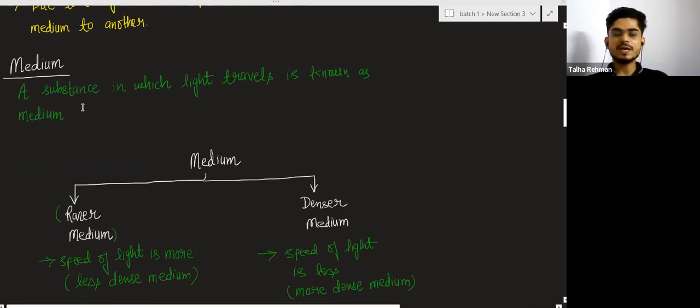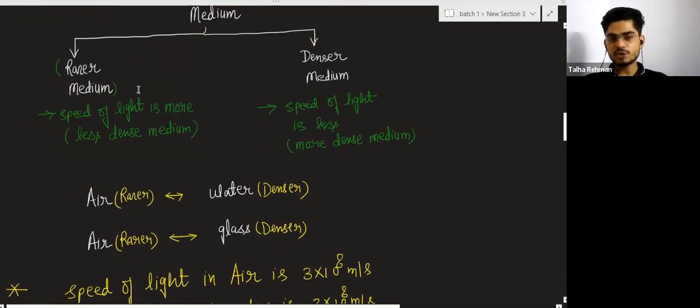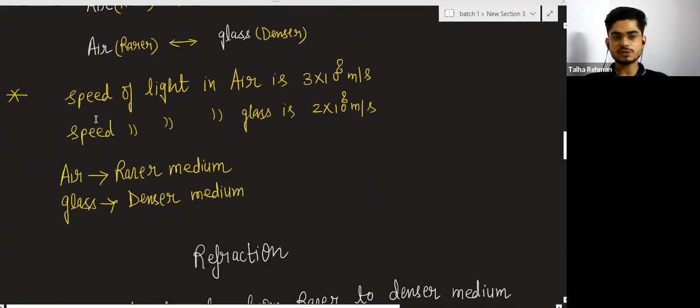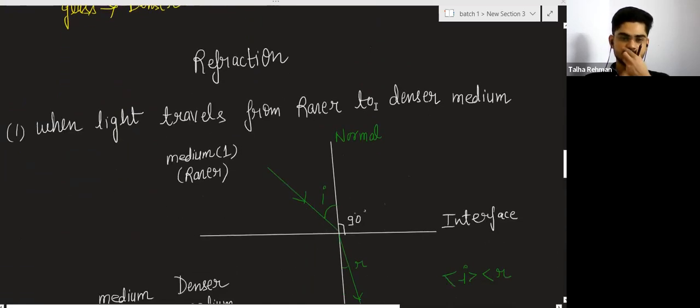And what is a medium? A substance in which the light can travel. There are two types of medium, rarer medium and denser medium. In a rarer medium, speed of light is more. In denser, speed of light is less. I have given the example also for rarer and denser medium.